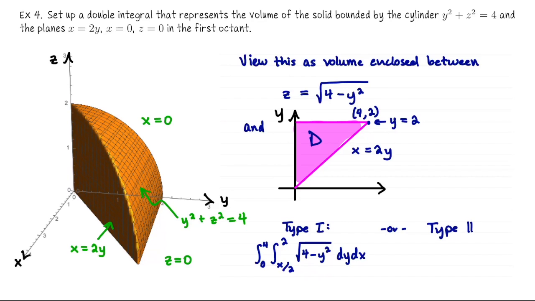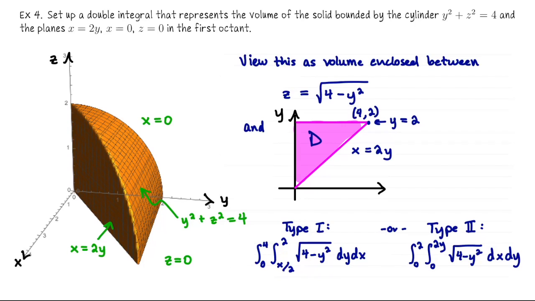As a type 2 region, I can say that y is bounded between 0 and 2. And then if I come to any y value between 0 and 2 and travel left to right, we enter the region when x equals 0, and we exit the region when x equals 2y. So our x bounds are from 0 to 2y. Same integrand, but this time it's dx dy. So both of these expressions would compute the same volume.